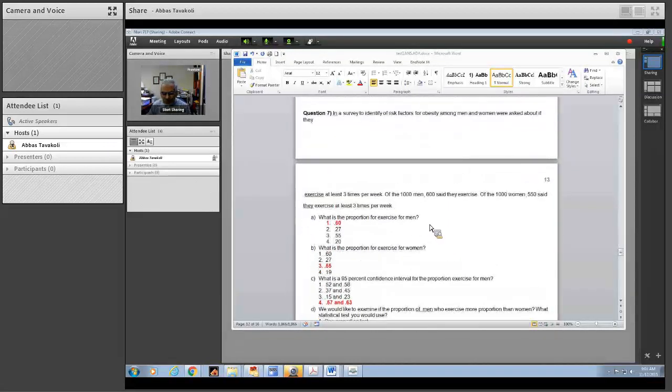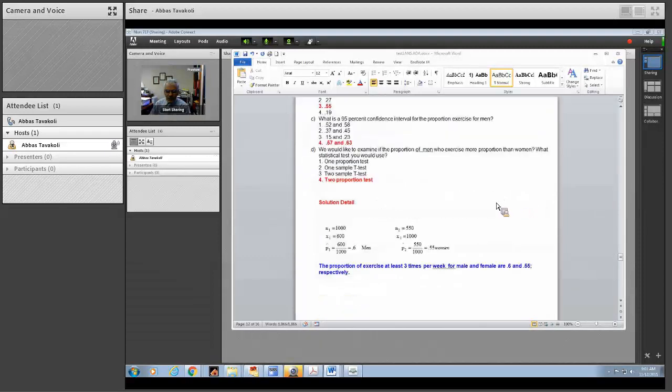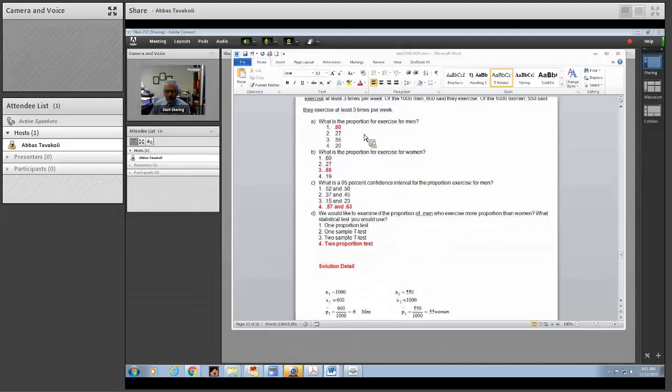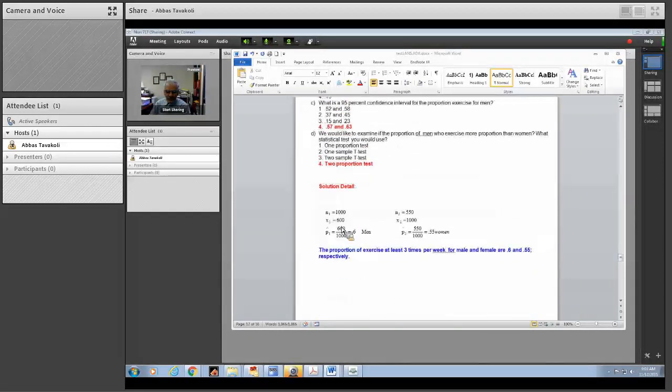Question 7. Here we have 2 samples of men and women asked if they exercise 3 times. 600 men said yes out of 1,000. 550 said yes out of 1,000 women. So I asked you to calculate the proportion for men and women. Basically 600 over 1,000 is 0.6. 550 over 1,000 is 0.55.